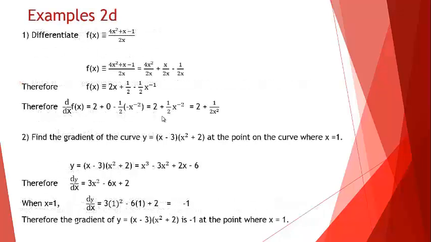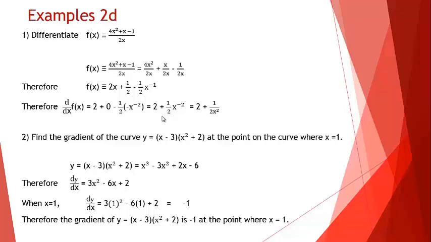Example 2d. Differentiate f of x equals 4x squared plus x take away 1 over 2x. So the function f of x is 4x squared plus x take away 1 over 2x. By simplifying the expression, we get 4x squared over 2x plus x over 2x take away 1 over 2x. We get such an expression because 2x is the common denominator for each of the terms 4x squared, x, and -1. So that's how we distributed the expression into separate terms.